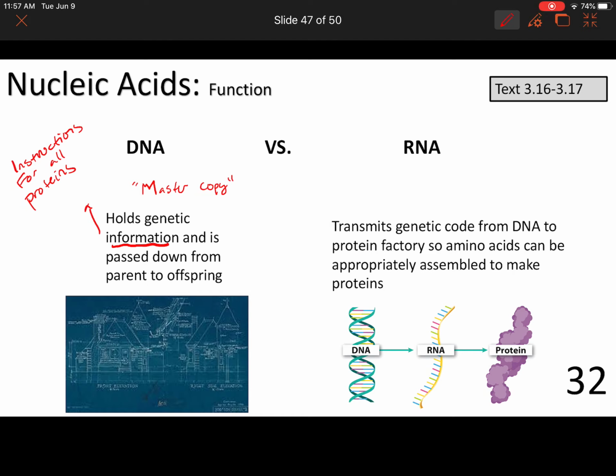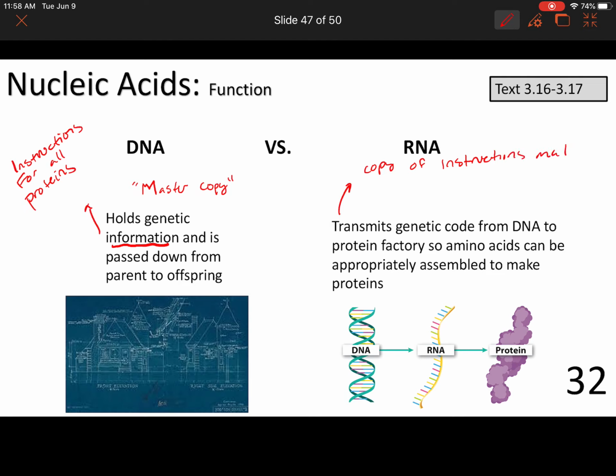Okay, I always call it sort of the master copy. It's got information for everything. And this is what gets passed down from parent to offspring. So if you have children, then you pass down 50% of your DNA to your kids. Hence, what causes resemblance, which we'll talk about in a later chapter.